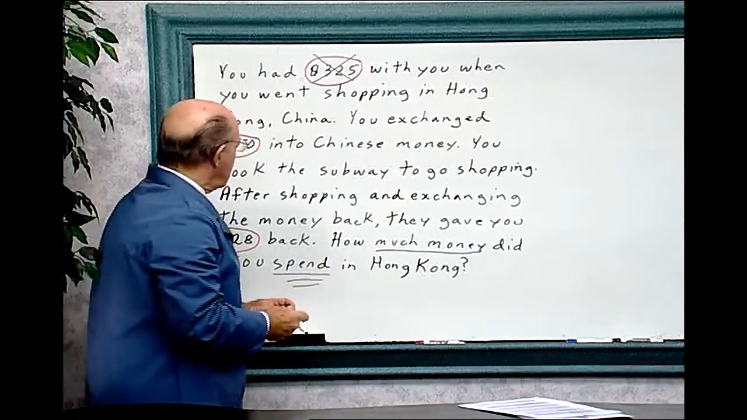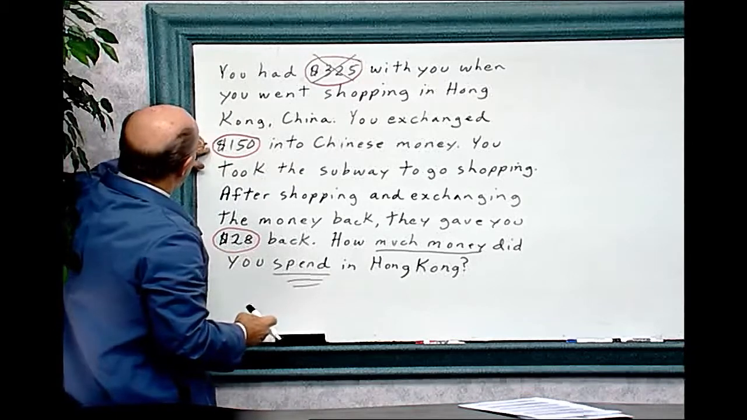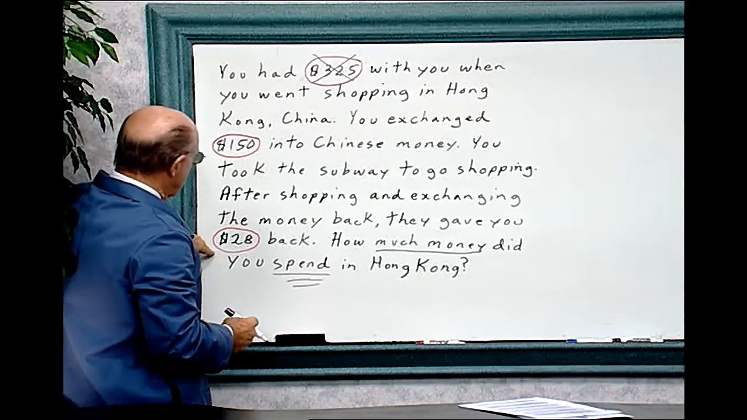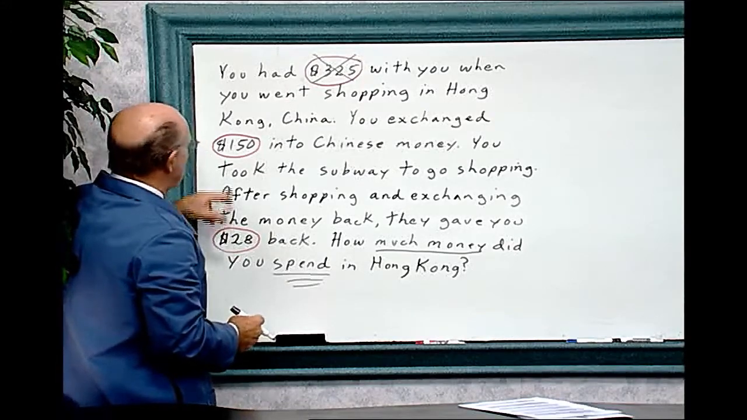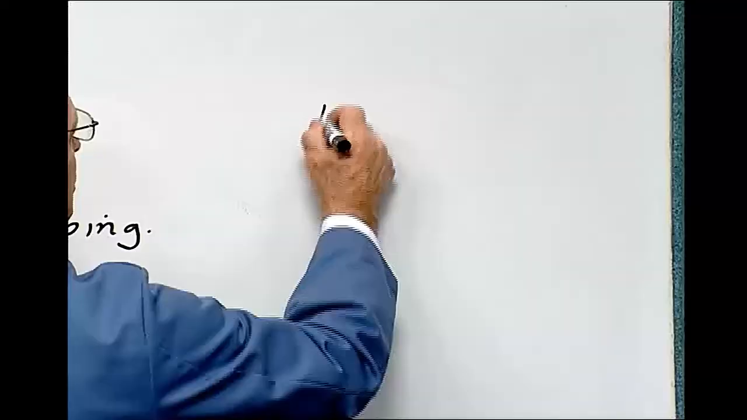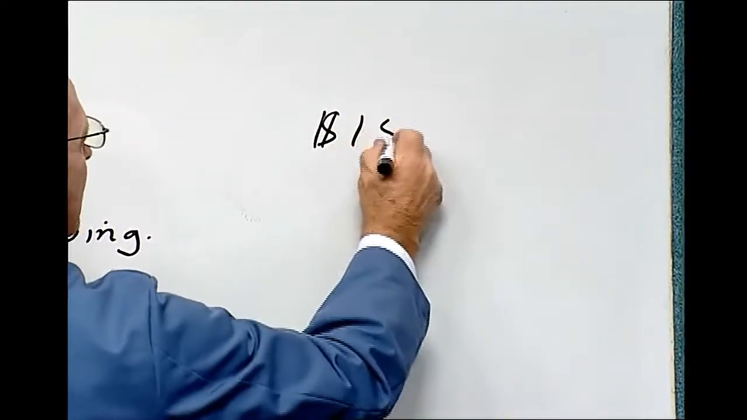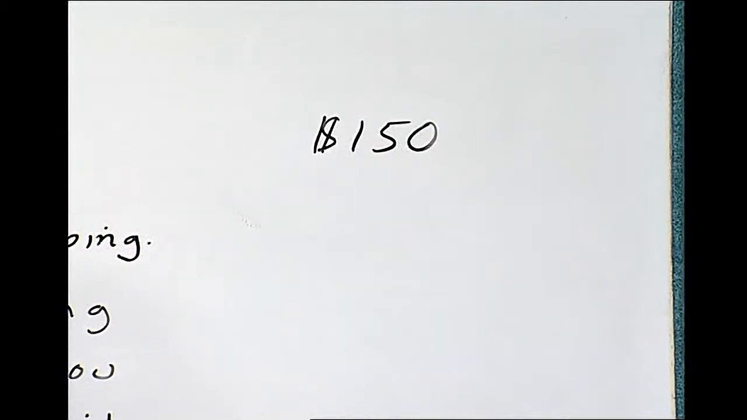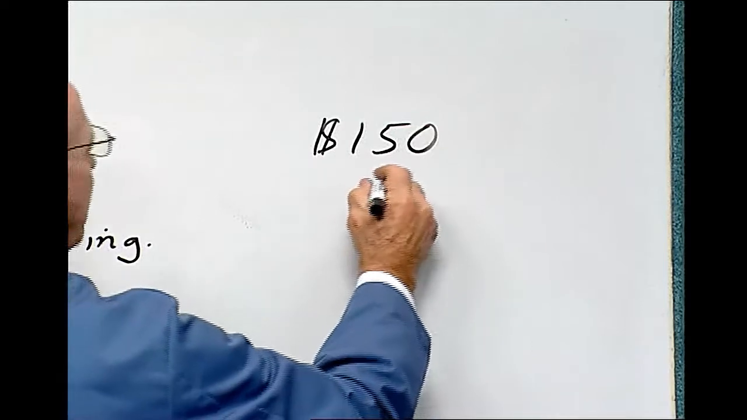So the question then is, you started with $150 in Chinese money. They gave you $28 back, so you have to deduct $28 from $150. So let's do that. $150, and when you went back there, did your shopping, you gave them back the money that you had left over, and they gave you $28 back.